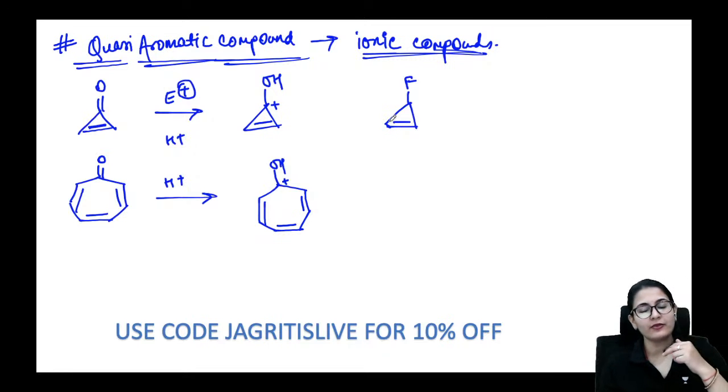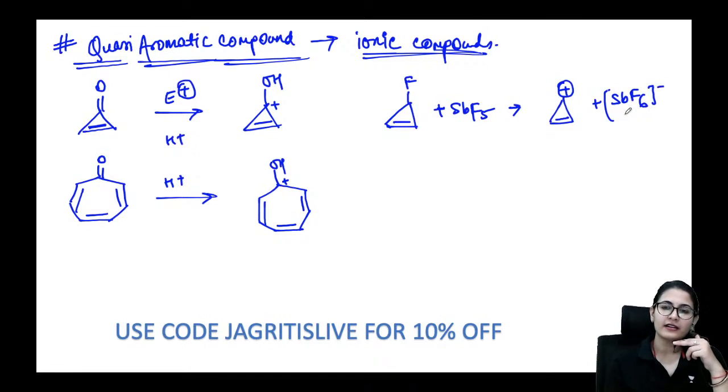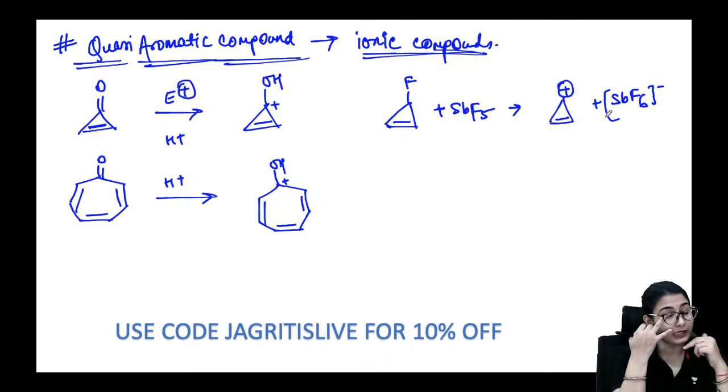Let's say somehow I have one fluorine over here. So if I react this molecule with antimony pentafluoride, what do I get? I will get the cyclopropyl cation plus antimony hexafluoride anion, like this, isn't it? Yes, so these are our quasi aromatic compounds, the ones which form ions and then become aromatic after forming ions. Okay. Yes, very good.